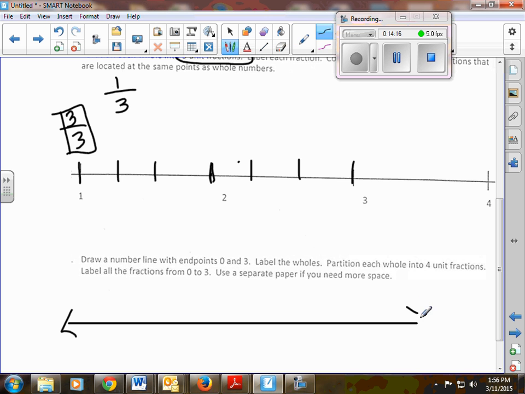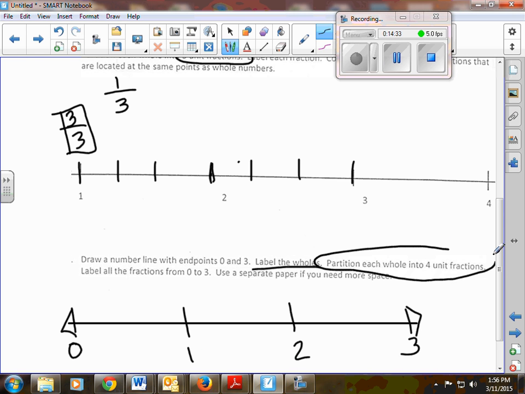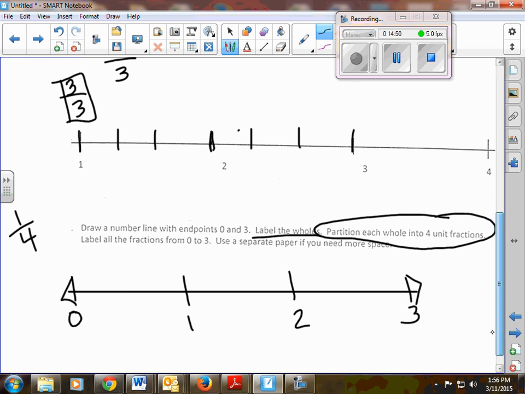All right, so here it is. We have a 0 and a 3. It says label the wholes. 0, 1, 2, 3. This would be 1, that would be 2. Partition each whole into 4-unit fractions. So between 0 and 1, you need fourths. Between 1 and 2, you need fourths. Between 2 and 3, you need fourths. Then you're going to label all the fractions between 0 and 3. You need to write kind of small because you're going to have lots of fractions labeled here. Okay?